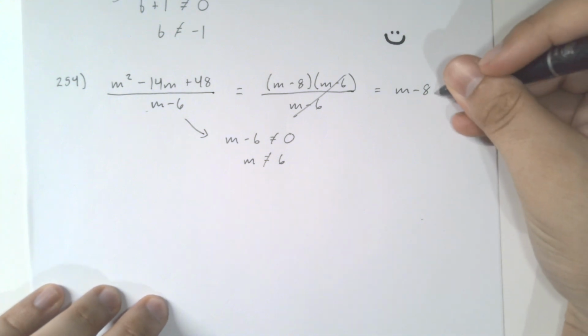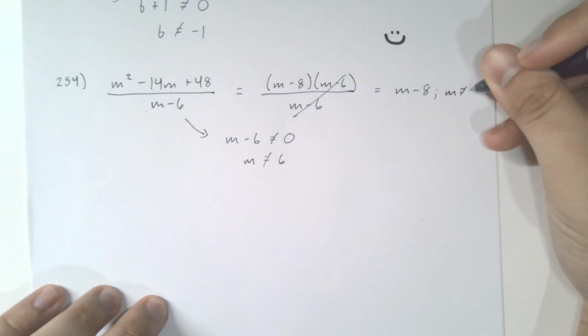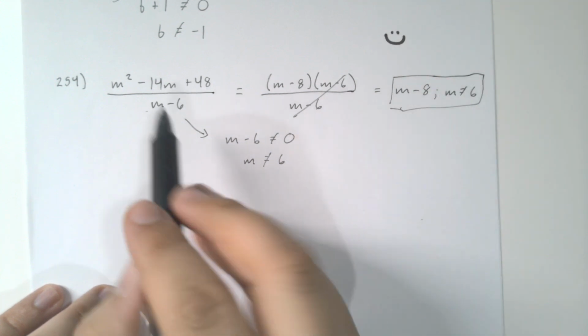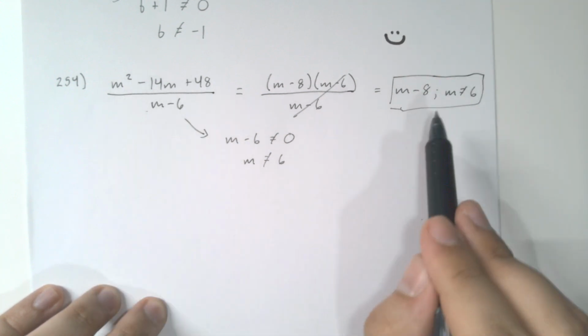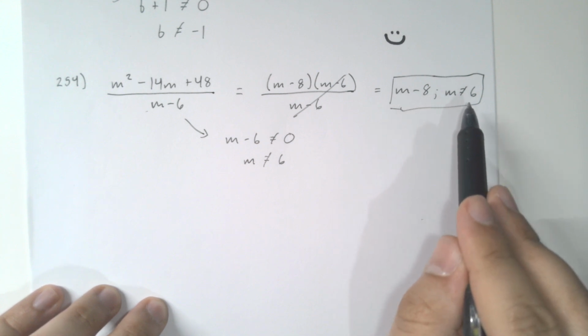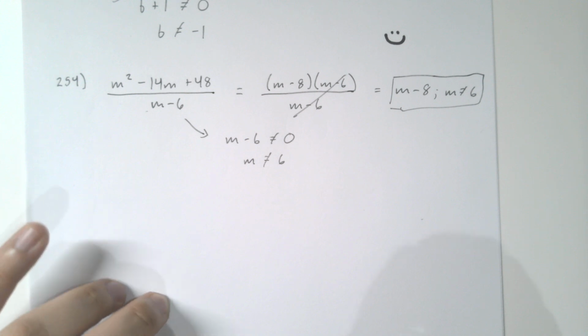So this is our final answer. All of this is equal to m minus 8 with the condition that m is not equal to 6. And this is our final answer.